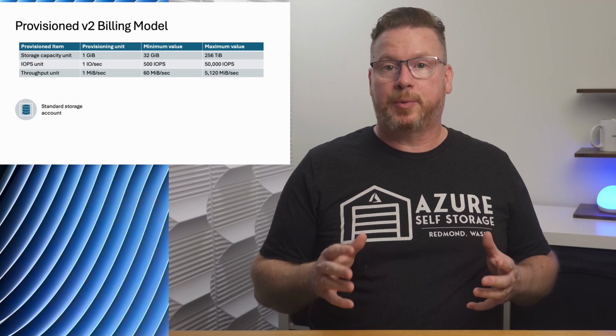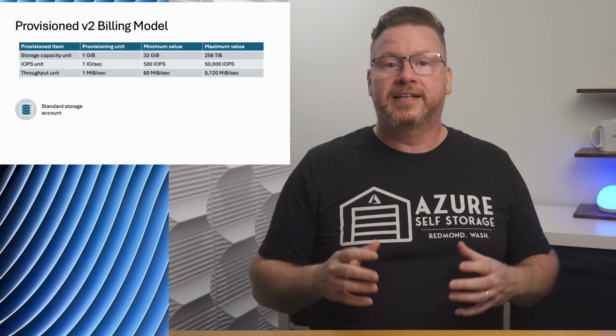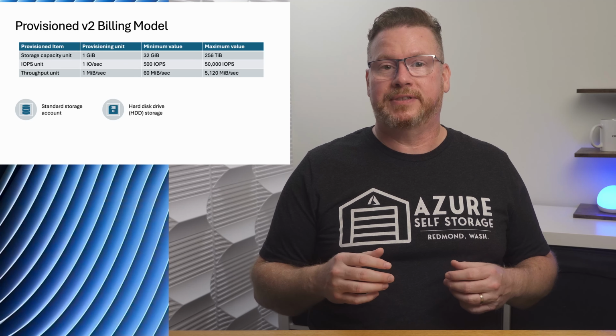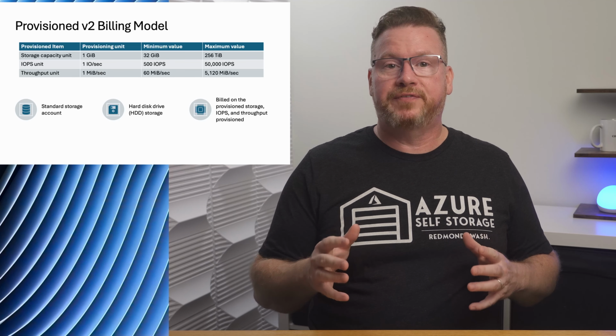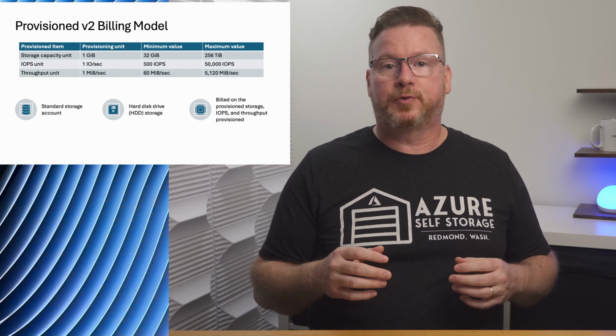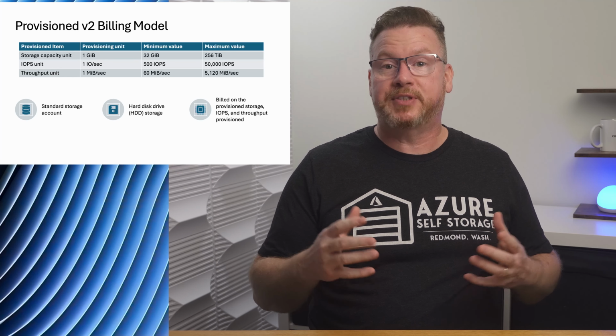That brings us to the newest option, the Provision v2 billing model. This model is also based on standard storage accounts that use magnetic hard disk drives. Unlike the pay-as-you-go model that's billed on the space used, with the Provision v2 model, the customer is billed for the provisioned storage, IOPS, and throughput.